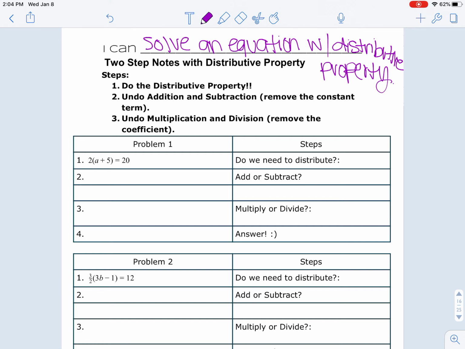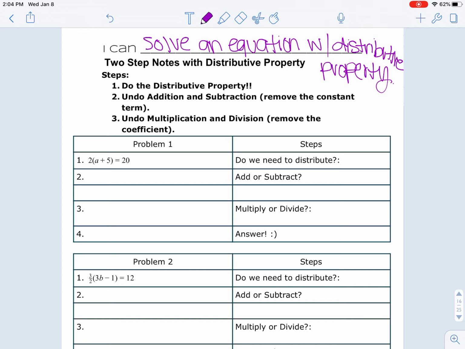All right, so after you've gotten rid of your parentheses, you're doing the same steps that we did the day before, where you have to undo your addition or subtraction first. That gets rid of your constant. Remember, constant is just the number. And then after you've moved that and you have your variable term all by itself, you've got to undo the coefficient using multiplication or division.